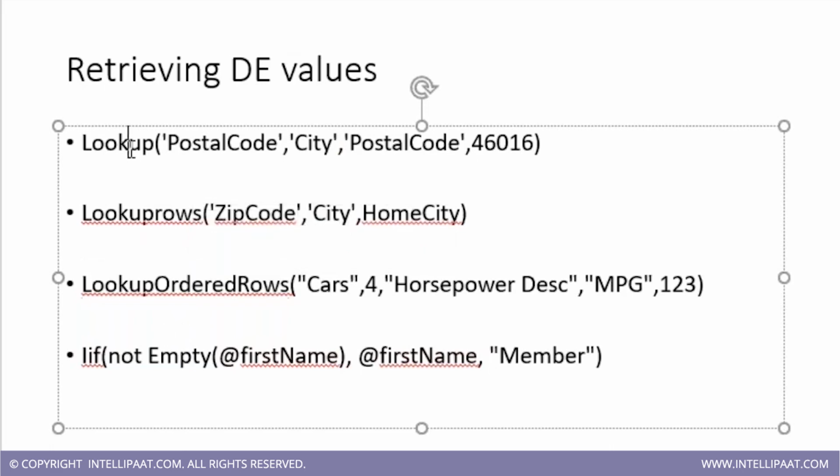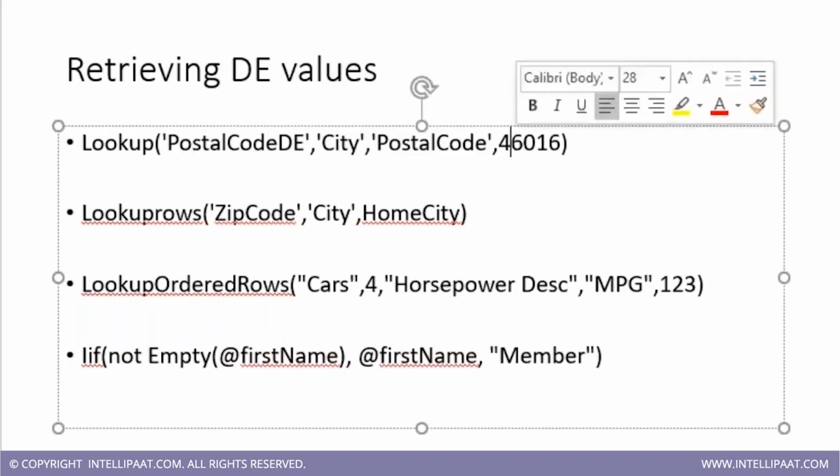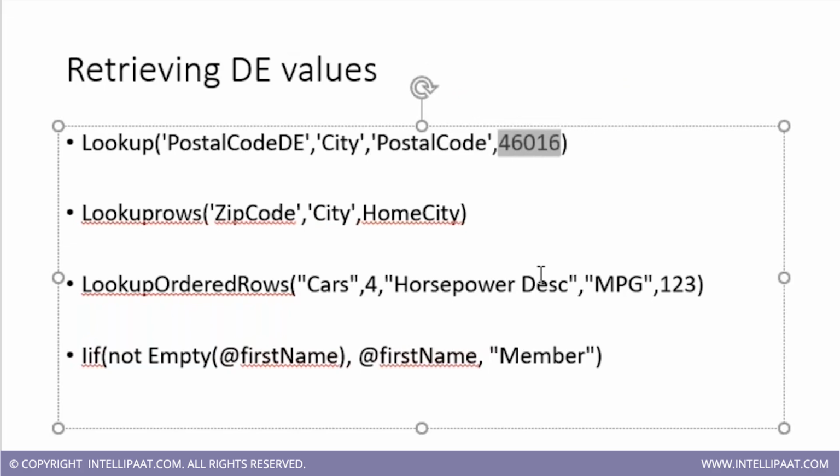What is the difference? Lookup gives you an exact row. Lookup says: from this postal code data extension, get me the value from the city column where the postal code column equals this one. If you look at it in SQL form, it is select city from the postal code data extension where postal code equals this number. So it'll give you exactly one match.